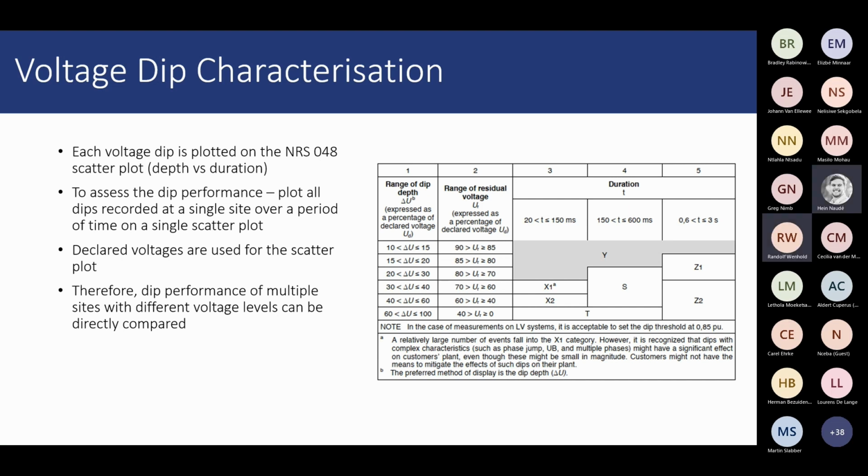No, it says residual. So it's what remains if you take your reference minus the range of dip depth. So 100% minus 10% gives you 90, 100 minus 15 gives you 85. So it's just another way of putting the same thing. Exactly, yes. It's just another way of characterizing the voltage value during a dip.